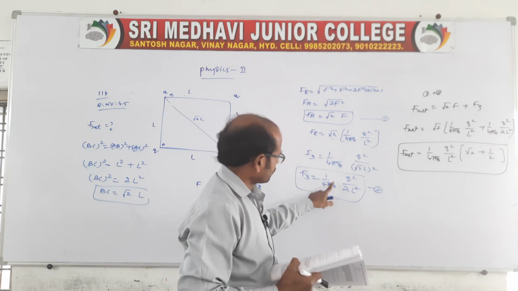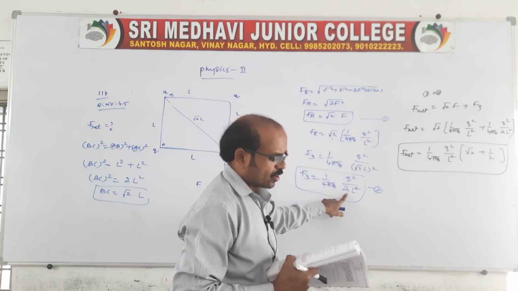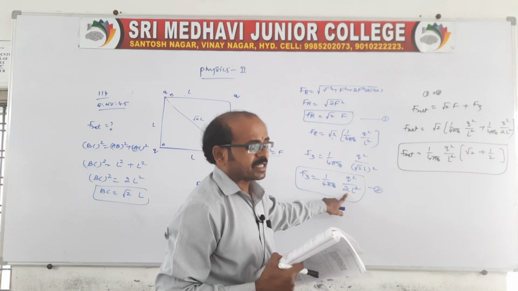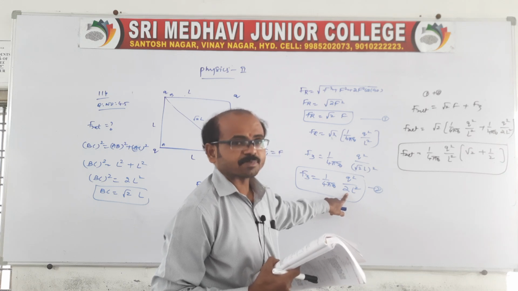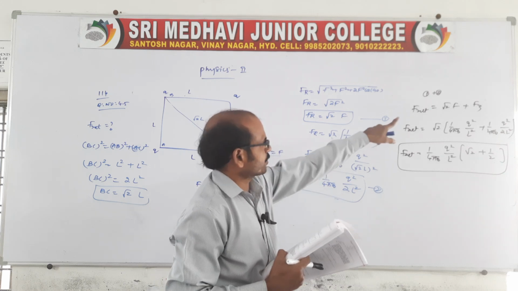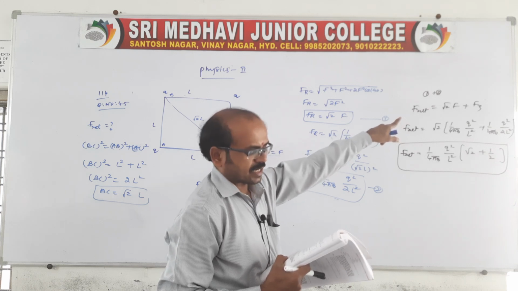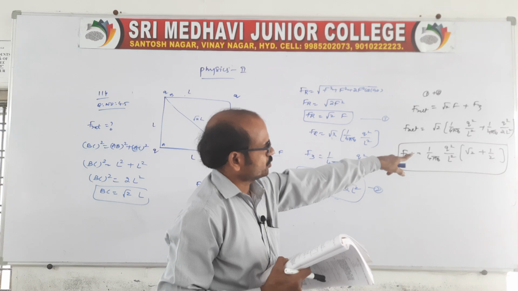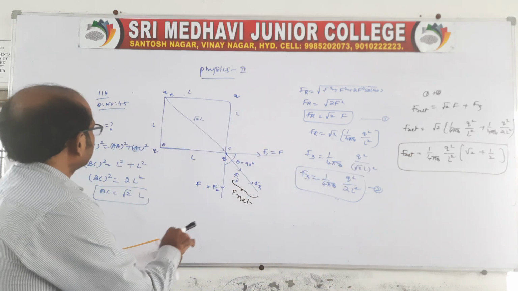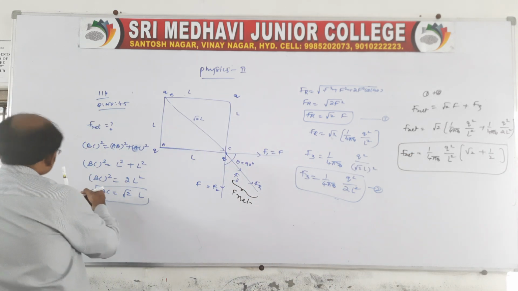F3 is equal to 1 by 4 pi epsilon q square by root 2 L, only. But here what should we take? It is the subtraction. The net will be root 2 F minus F3. Then ultimately you will get root 2 minus 1 by 2. I will show you a simple variation for this question.